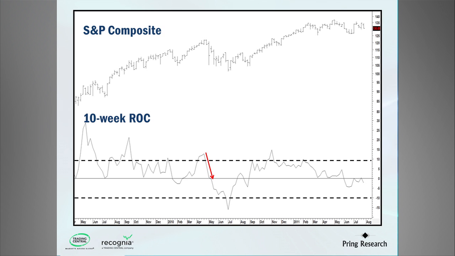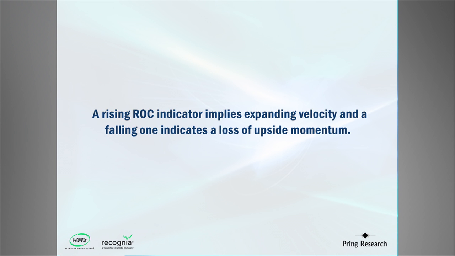When the ROC indicator is below zero and falling, the price is below its level 10 weeks ago, and the difference between the two is growing. If the indicator is below its central line but rising, the price is still lower than its level 10 weeks ago, but the rate of decline is slowing. In short, a rising rate of change indicator implies expanding velocity, and a falling one implies a loss of momentum. Rising momentum should be interpreted as a bullish factor and declining momentum as a bearish one.